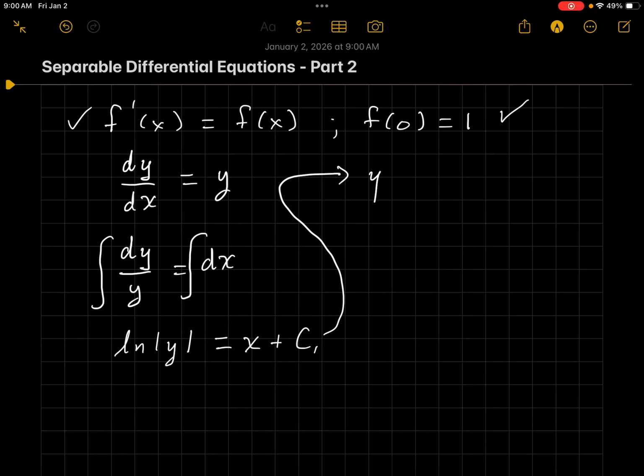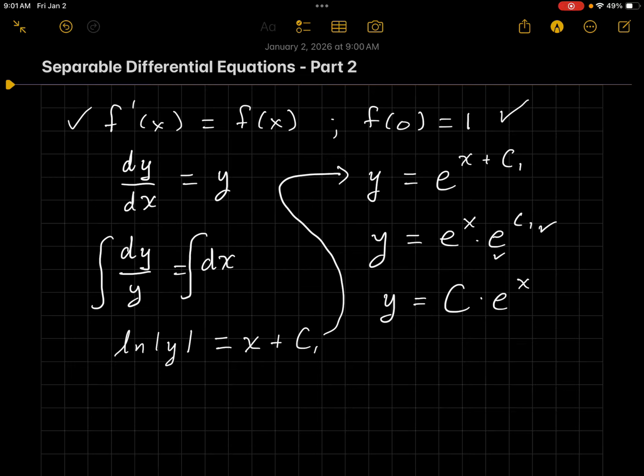And do e to both sides. Recall that we need to do e to the entire side as such. And then using properties of exponents, I get y equals e to the x times e to the c1. Since e is a constant and c1 is a constant, I'm going to just rewrite that as some unknown constant. So I get y equals c times e to the x.